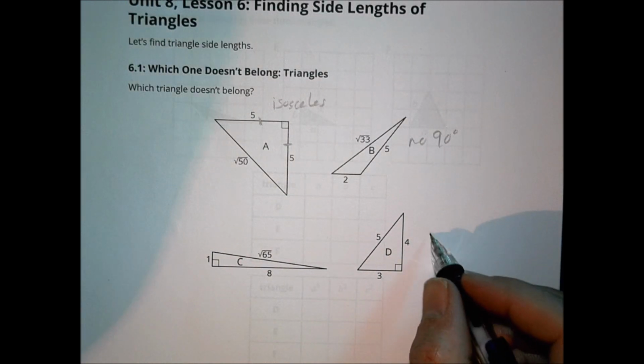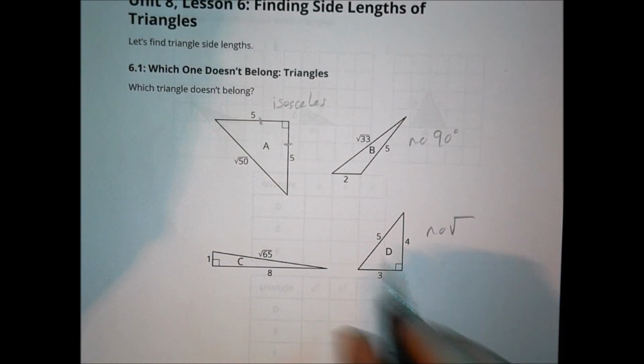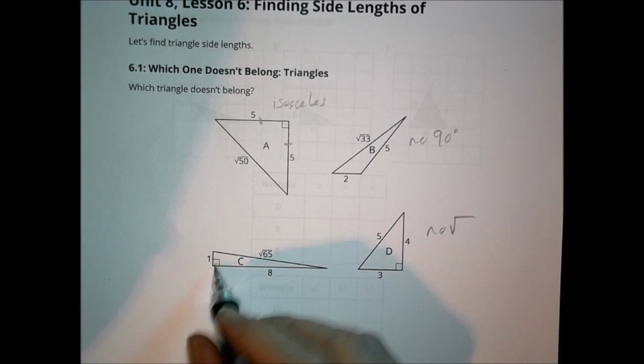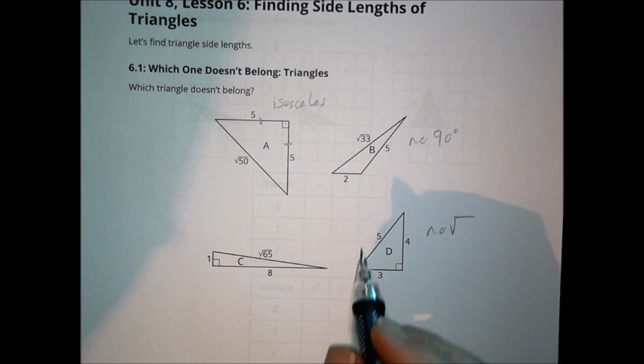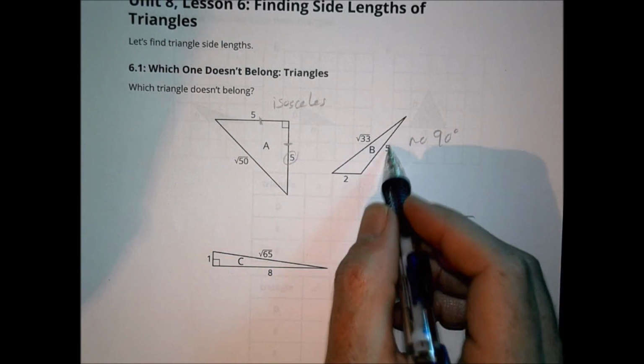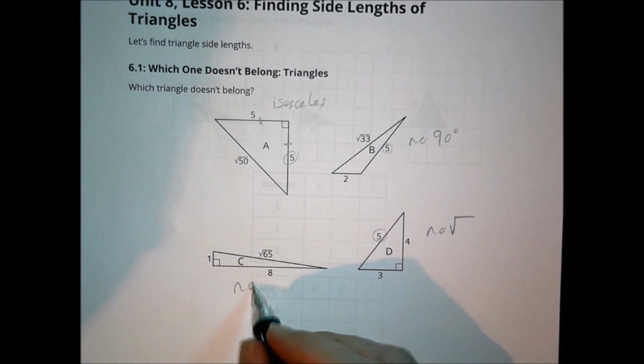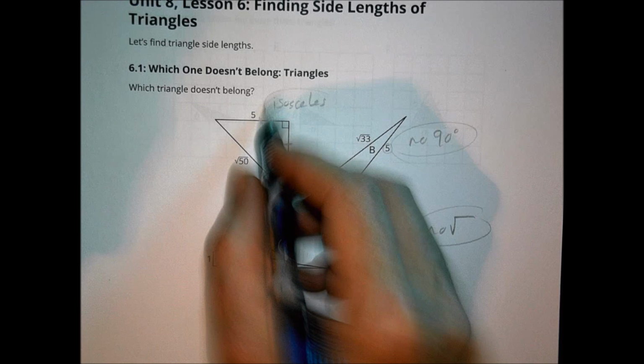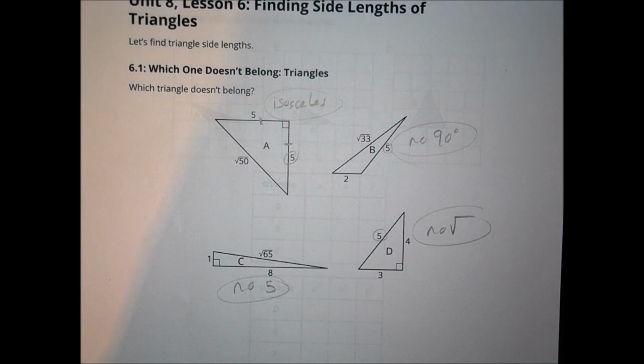This one has no square roots, right? It's just whole numbers. And this one here has a right angle, which they all do, but it's the only one that doesn't have, if you notice here, kind of strange, no 5. It doesn't have any side length that has a 5 in it. So they each have a different reason why they maybe don't belong. So again, it's more about you having good conversations about what do you see and what do you notice there.